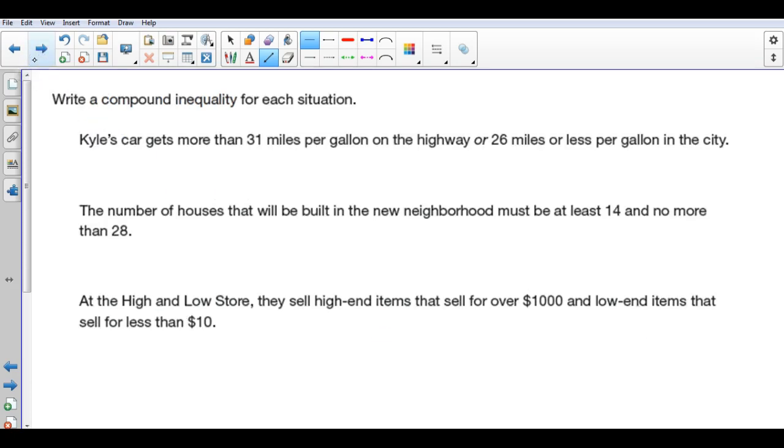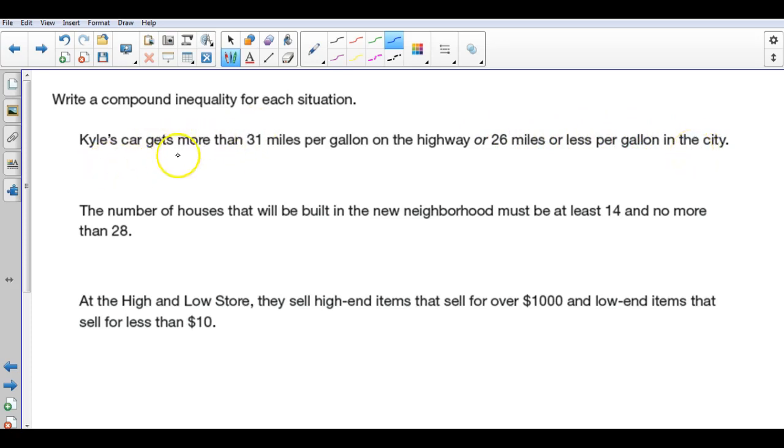So now we're going to write a compound inequality for a situation, each one of these. And we'll be really careful when we decide what signs we're going to use for the inequality. Kyle's car gets more than 31 miles per gallon on the highway, or 26 miles or less per gallon in the city. So I'm going to write this out.